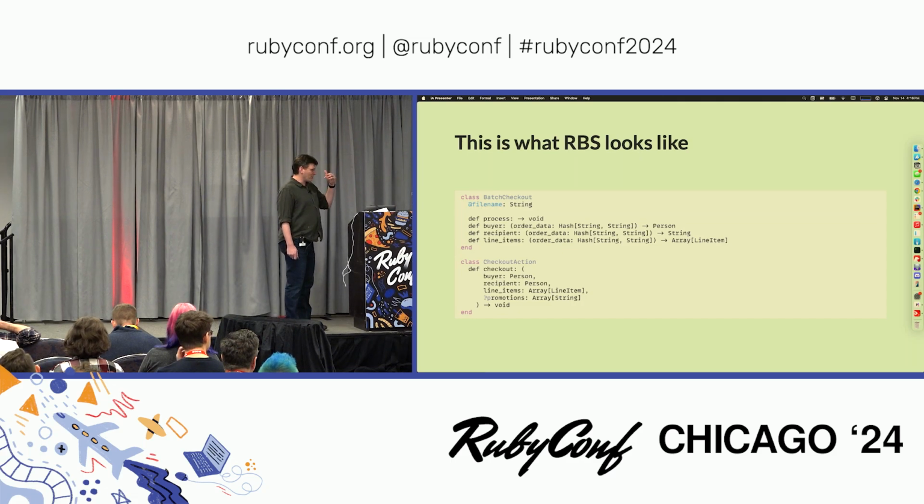It has a line item that returns an array of line items, and then the checkout action. This is the same checkout action method. We are just here defining, this is doing the same thing that the Sorbet code is doing. It's just defining the checkout method takes a person object, an array of line items, and an array of strings.